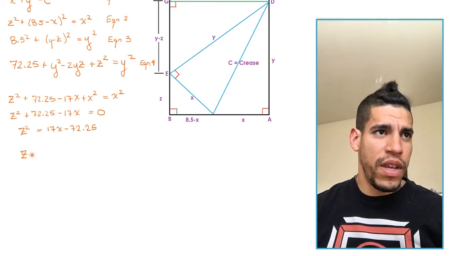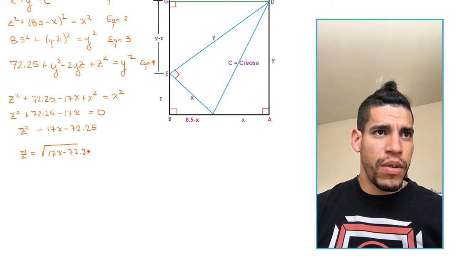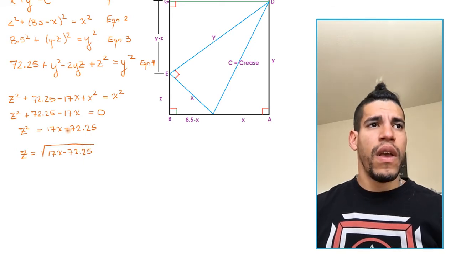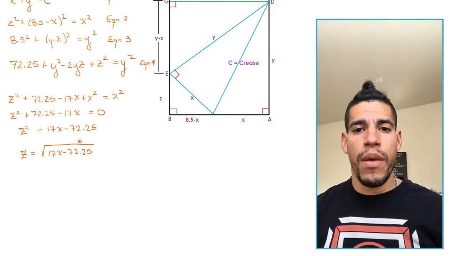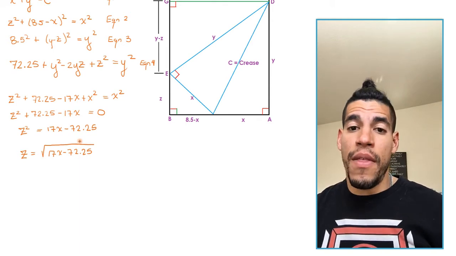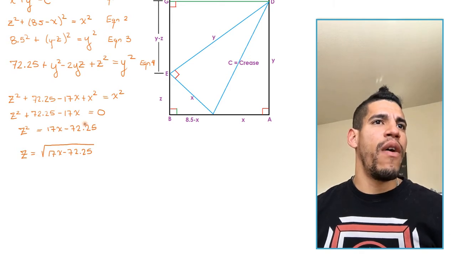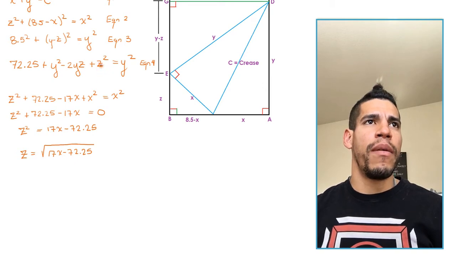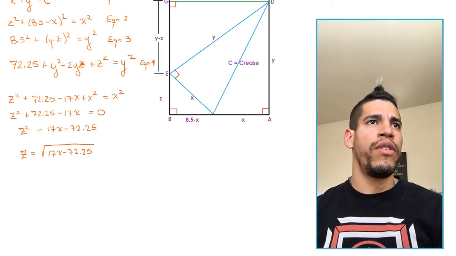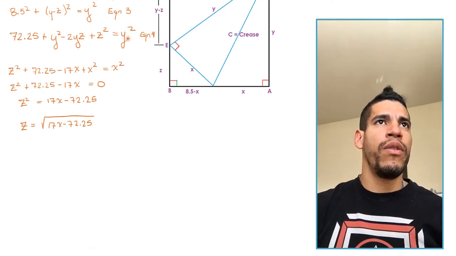Now we can use z squared and we can also use z. So z is the square root of 17x minus 72.25. Notice that I use only the positive square root because z is a length, and lengths are always greater than 0. Now these two, z squared and z, I'm going to plug into equation 4, so I'm going to have y in terms of x.